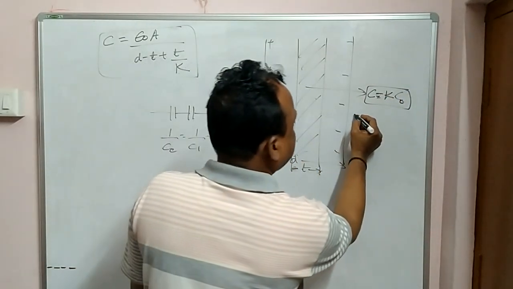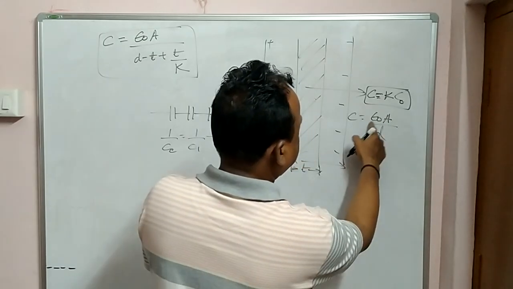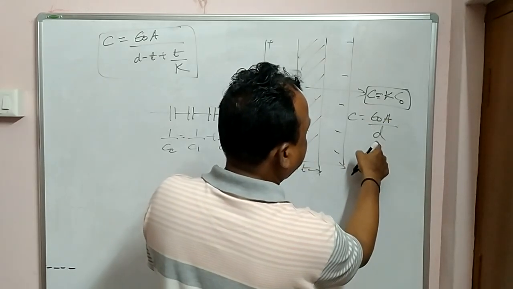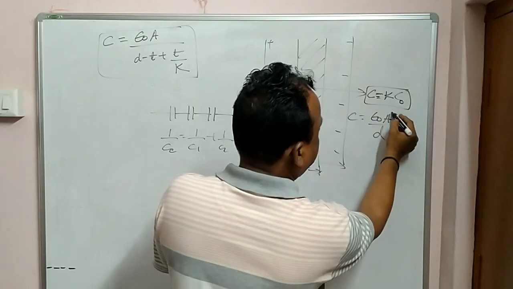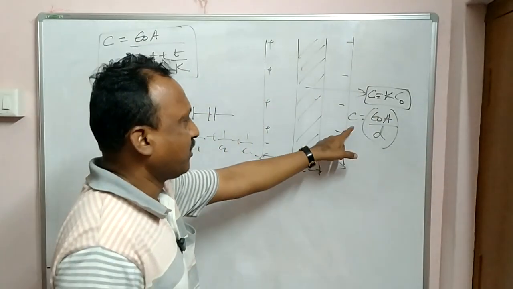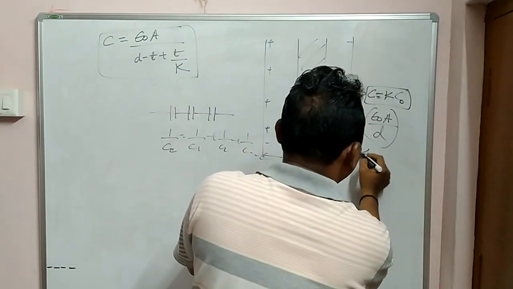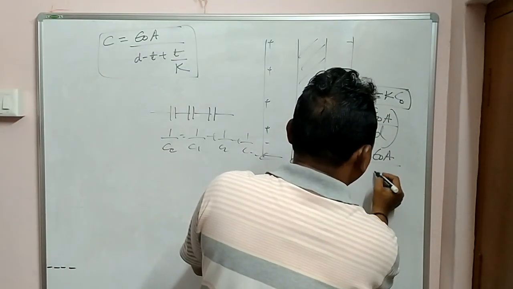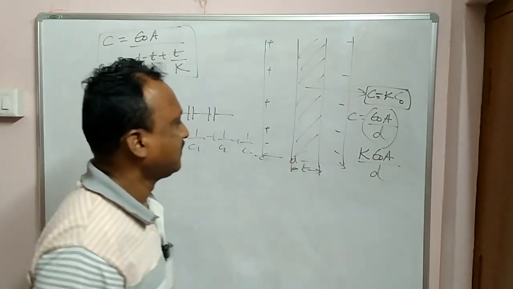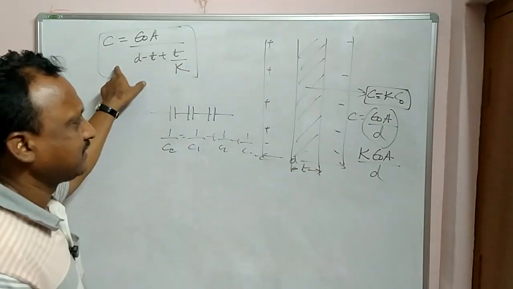That is C is equal to epsilon naught A by D. Epsilon naught A by D. Okay? It increases K times. C is equal to K times the original formula, C is equal to epsilon naught A by D, so it becomes K times epsilon naught A by D. Like that you can take the value and put it, and finally you will get the derivation.